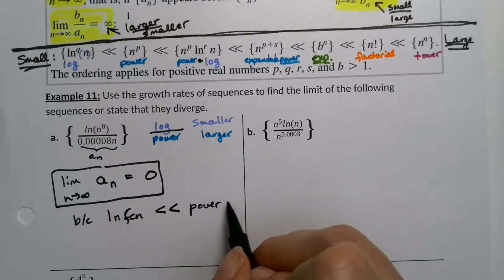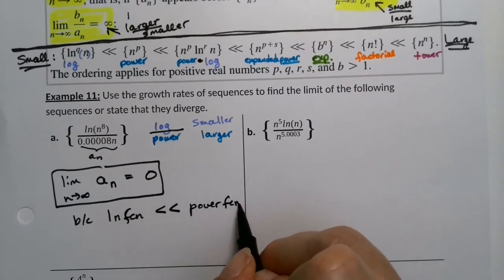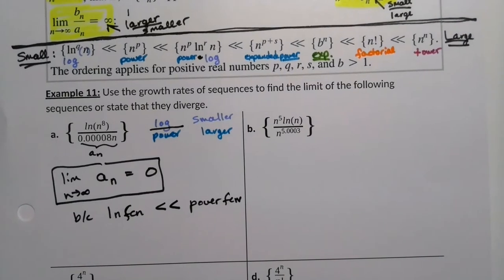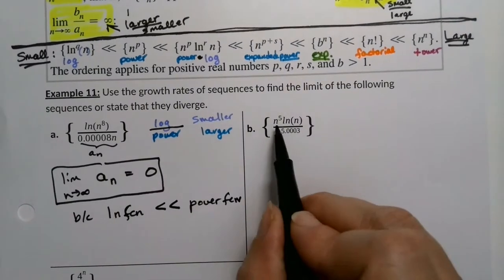Okay? FCN, by the way, is a quick abbreviation for function, so we don't have to bother with it. All right, what have we got here?